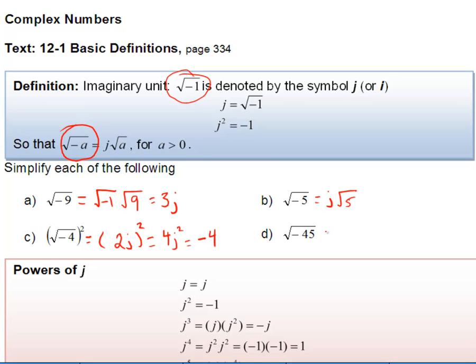And the last one here then, the negative under the root gives us j. 45, well, that's 9 and 5. So that gives us a whole number 3 from the 9, and root 5 left under. So we simplify the radical just like we would have when we learnt radicals with positive numbers.